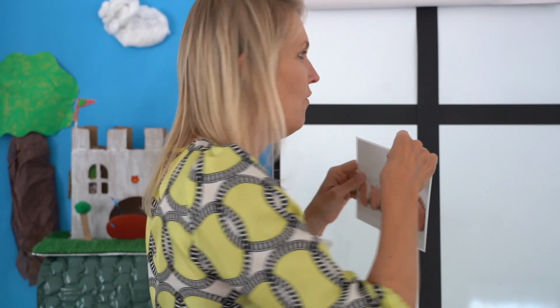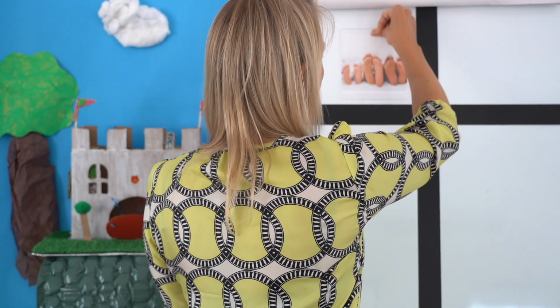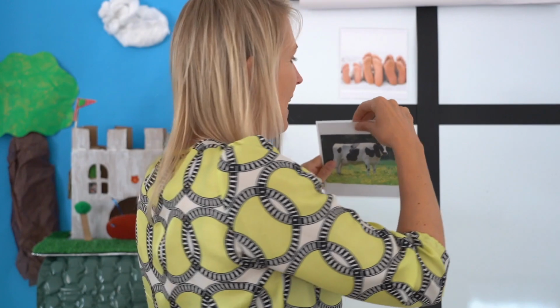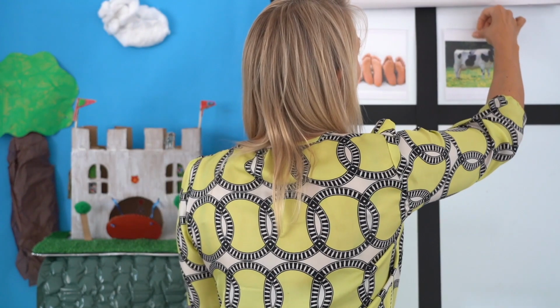Let's sort the words. Do they have an E grapheme like in feet? I'm going to put my feet on the board. Or do they have an ow grapheme like cow? I'm going to put my cow on the board. Eat, E, or cow, ow. That's what we need to work out.